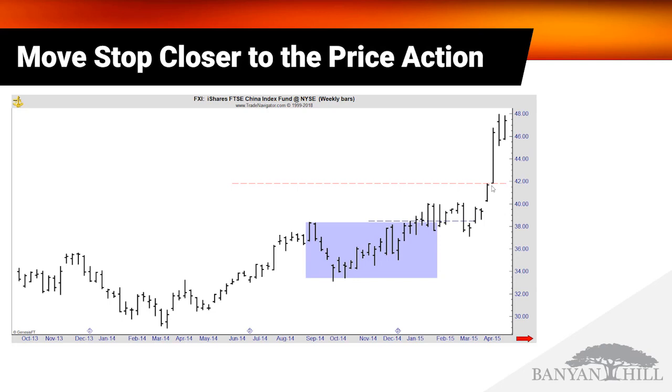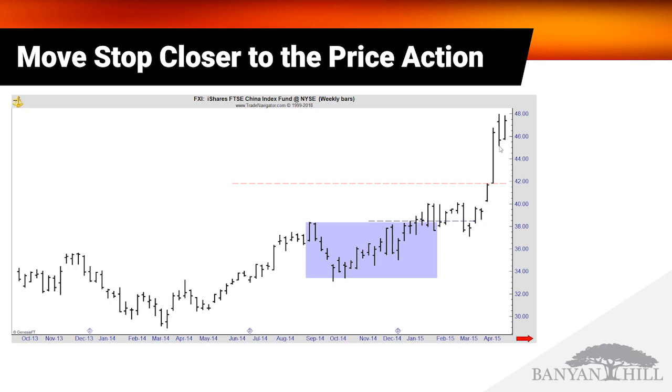There's other ways to move stops. You can move it to the midpoint of that big range. You could put it just to the low here. Volatility's picked up, so no matter where you place it, you're going to have risk. And the closer you are to the market action, the more likely you are to be stopped out.